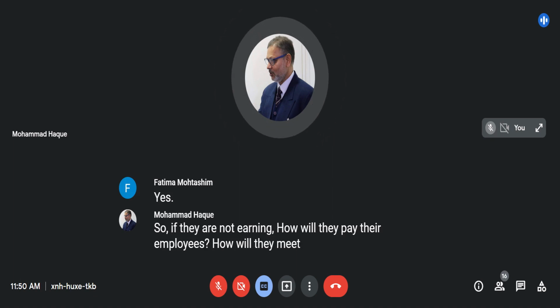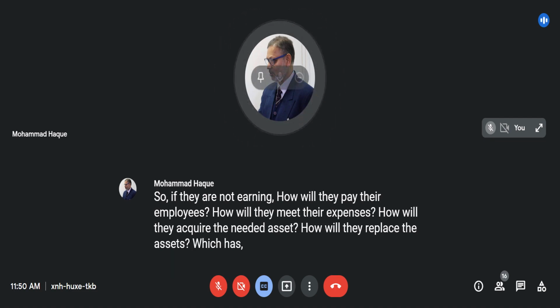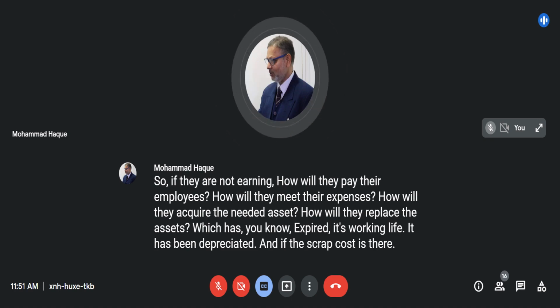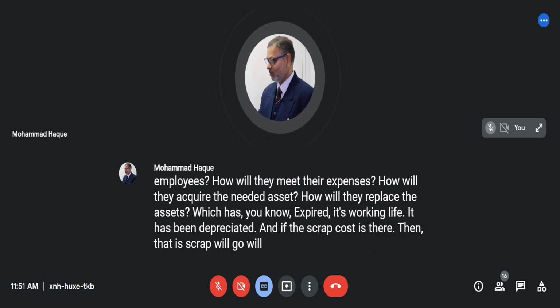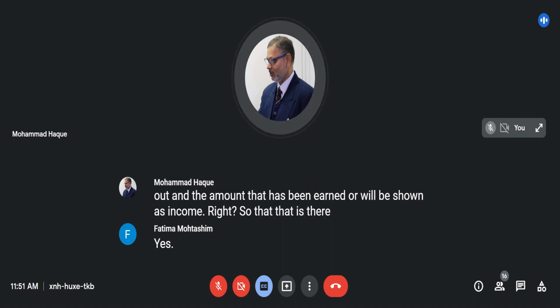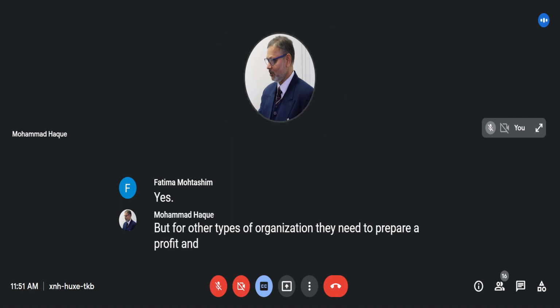So if they are not earning, how will they pay their employees? How will they meet their expenses? How will they acquire the needed asset? How will they replace the assets which have expired their working life? It has been depreciated. And if the scrap cost is there, then that scrap will be sold out, and the amount that has been earned will be shown as income, right? But for other types of organization, they need to prepare a profit and loss account. That is the basic difference.